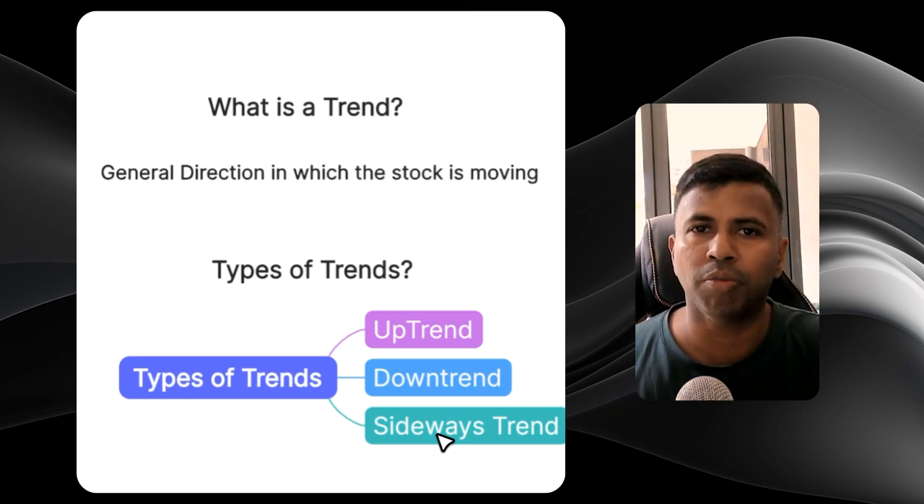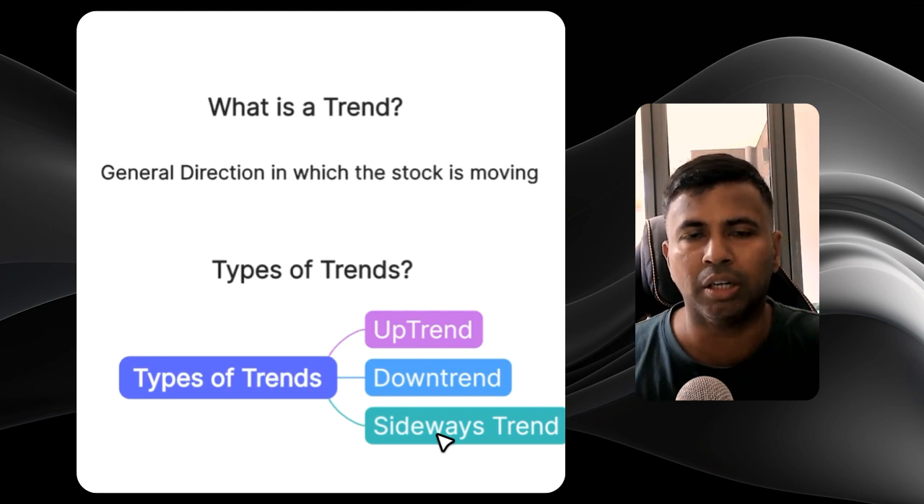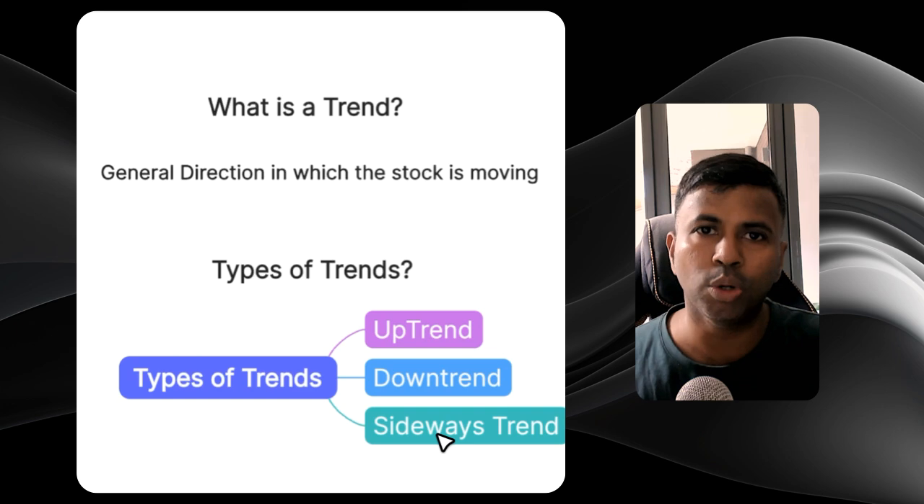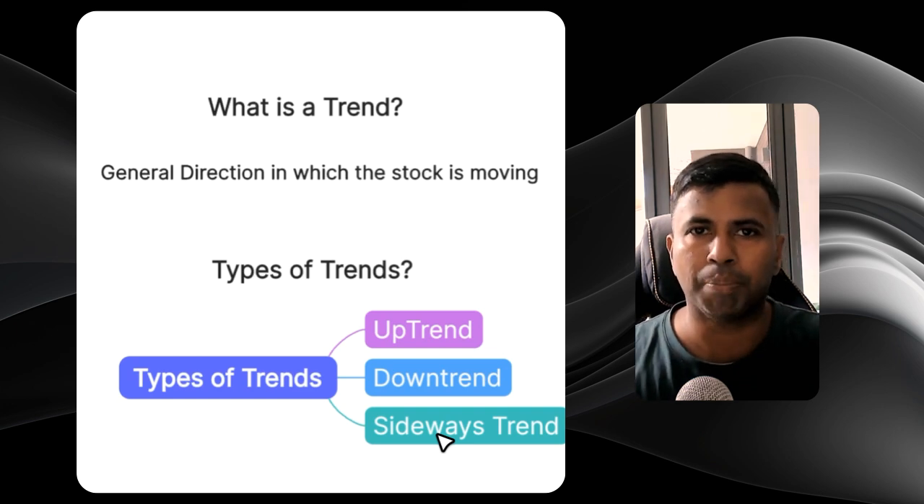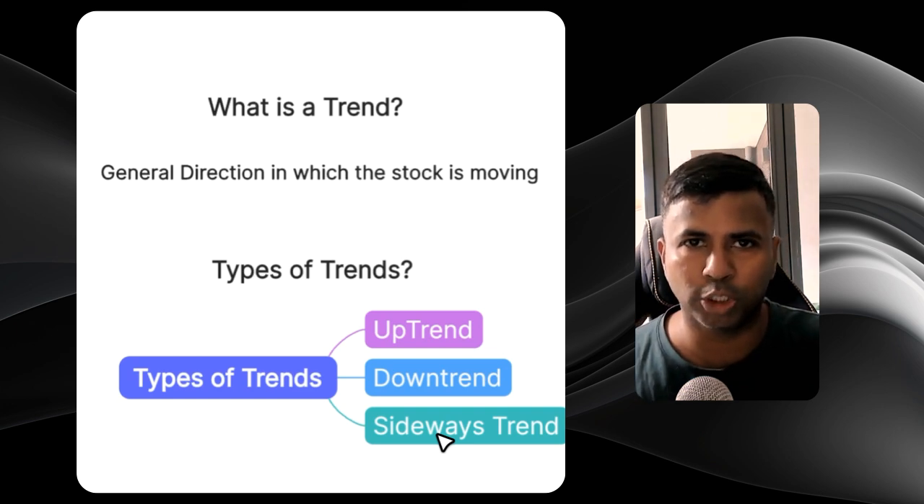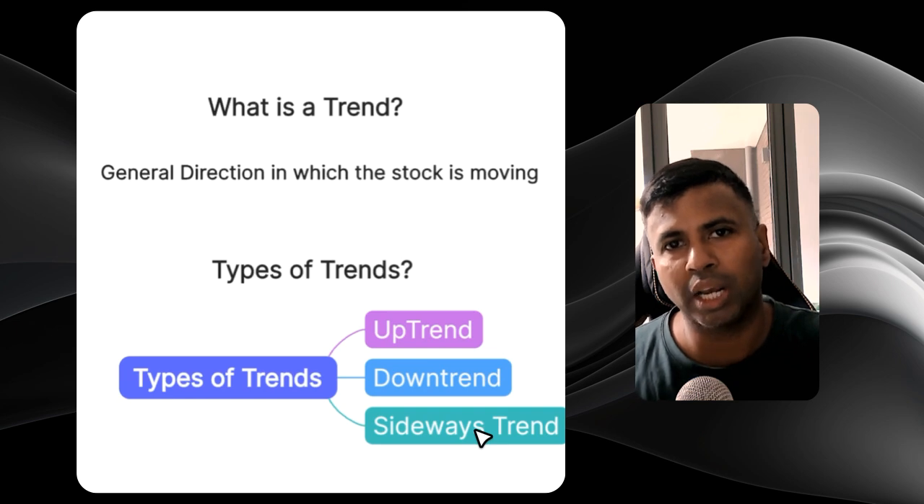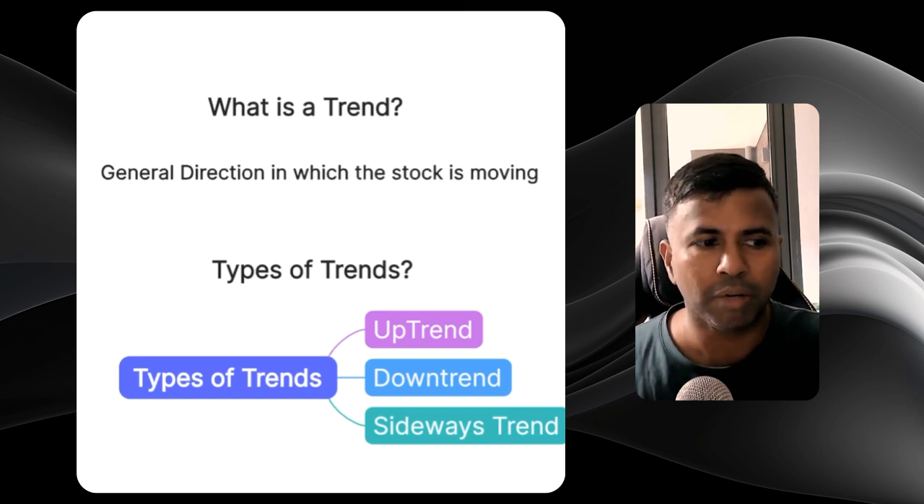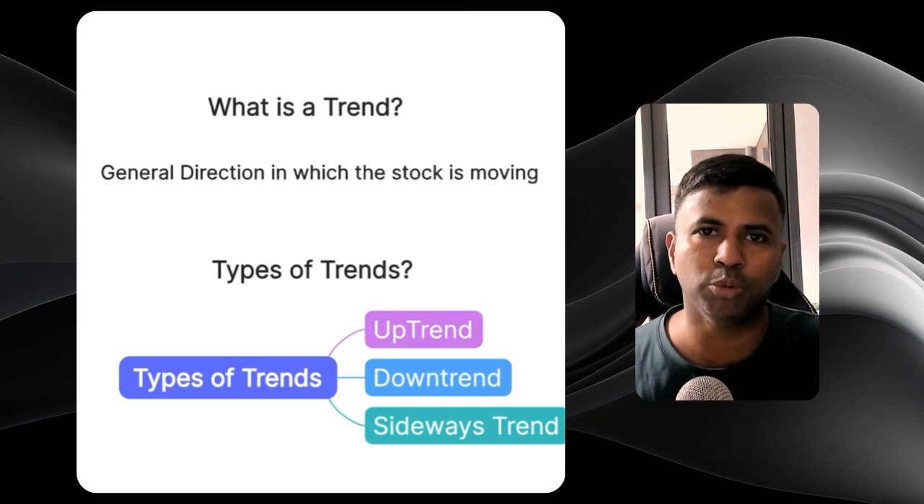There are also other ways of defining a trend, like according to Dow theory, which I'll be covering in another video. It defines primary trend, secondary trend and minor fluctuations. So we'll be looking at that in a different video. But for today's video, we'll be looking at the general definition of trend and the general types of trends.